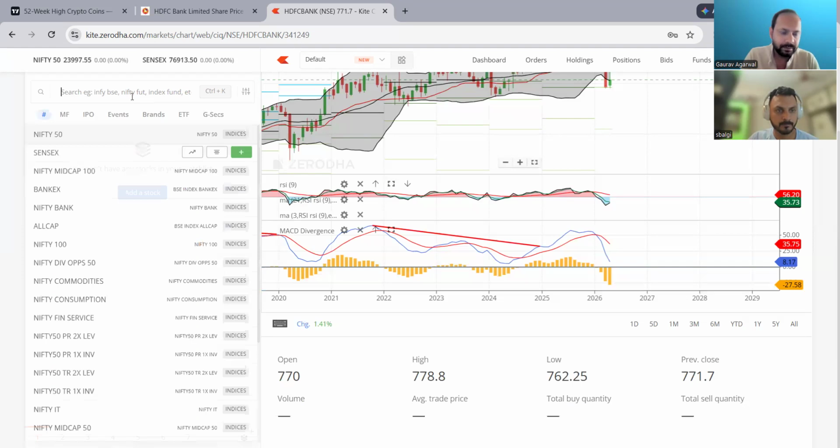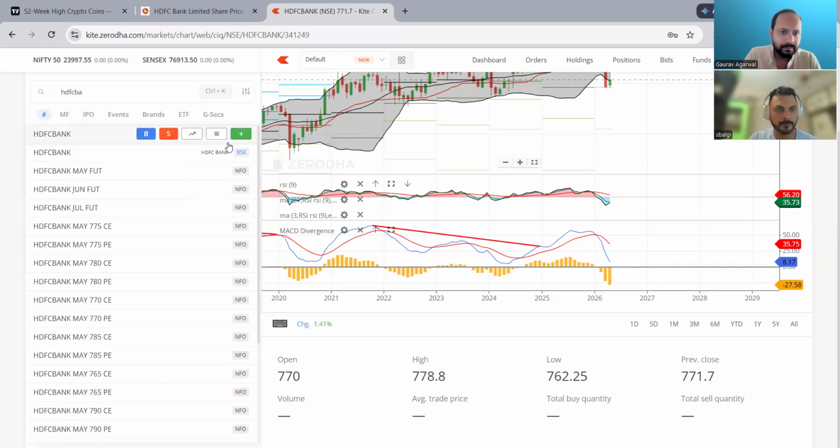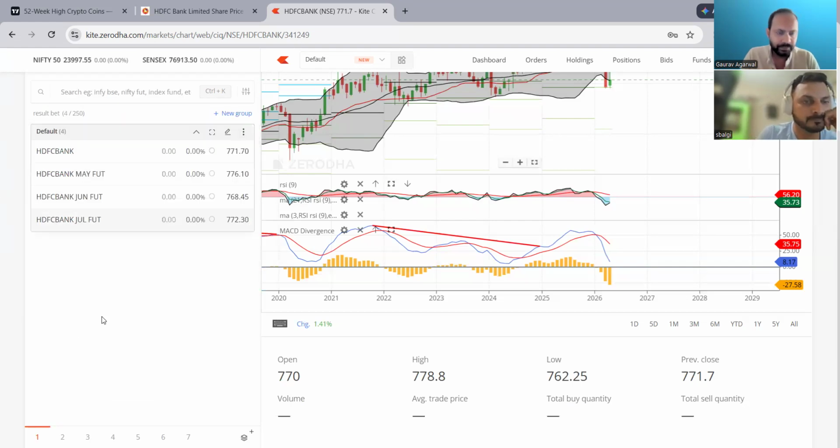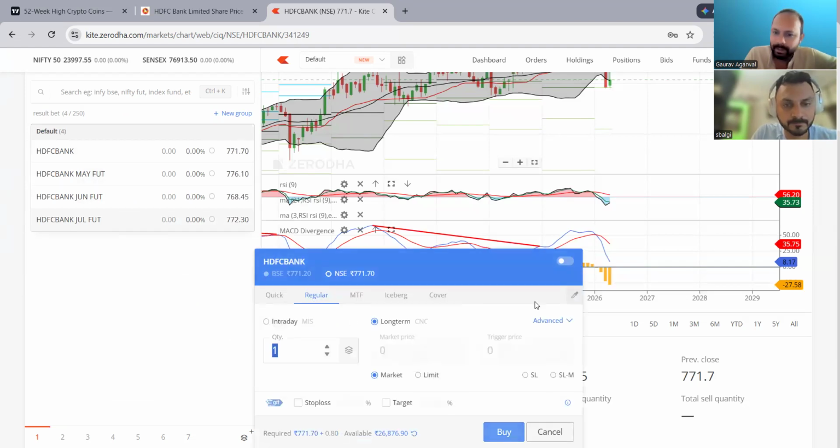You can see my screen now. See, now I have filtered out the HDFC Bank, right? So you can see that the first one is HDFC Bank. It is showing HDFC Bank only because this particular instrument exists only in cash or equity, right? So if you want to buy, you can just click buy and sell, and you can buy whatever quantity you want to buy, right?